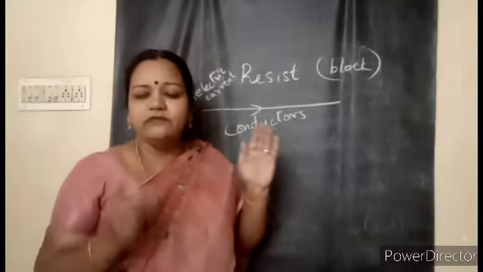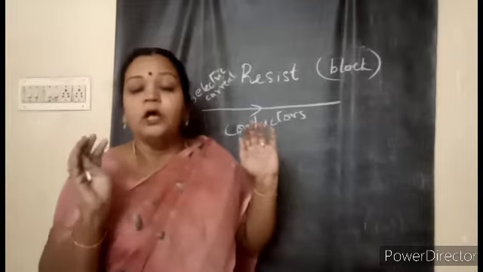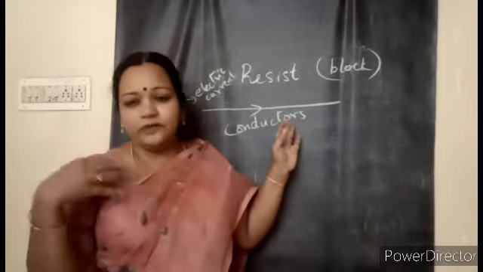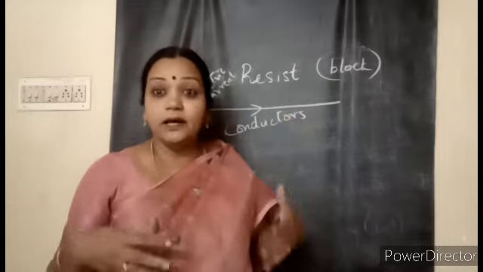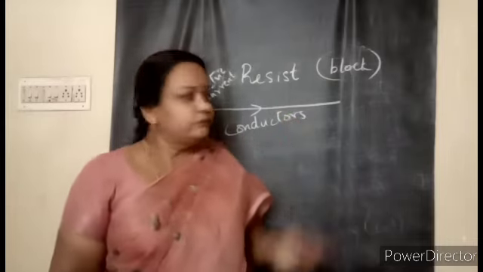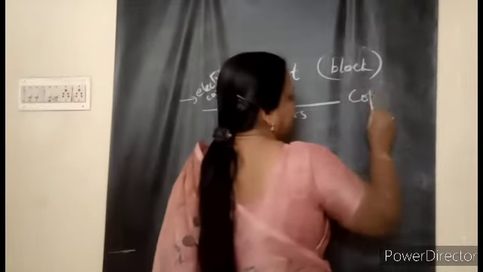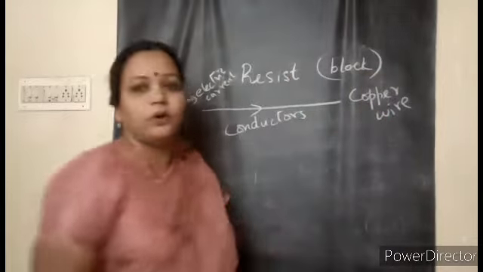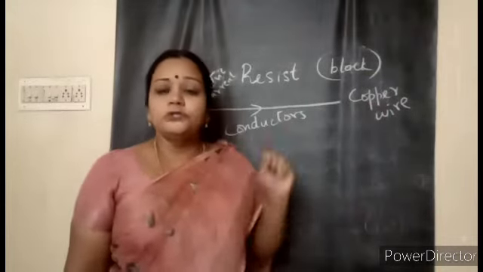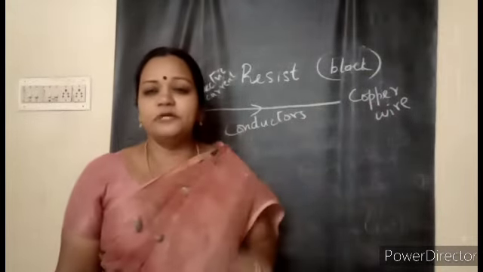So what they will do, they will resist to some extent. But this resistance will differ from one material to another material. Some of the materials are highly conductive. For example, if this is a copper wire, copper only we are using for all the connections in our home, children. So why is copper particularly selected?